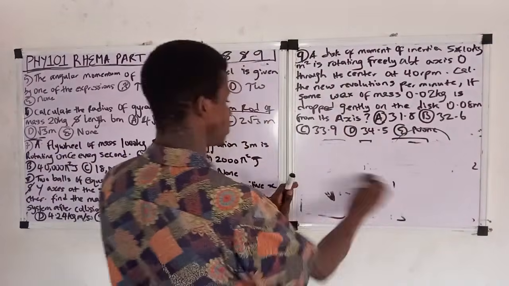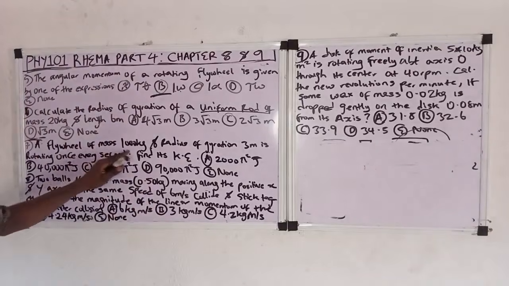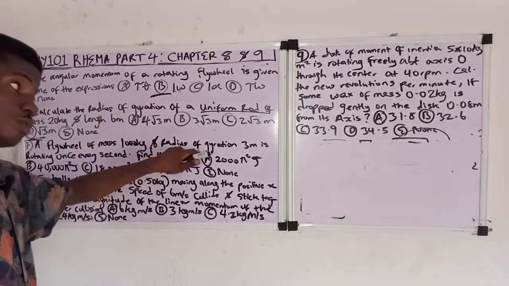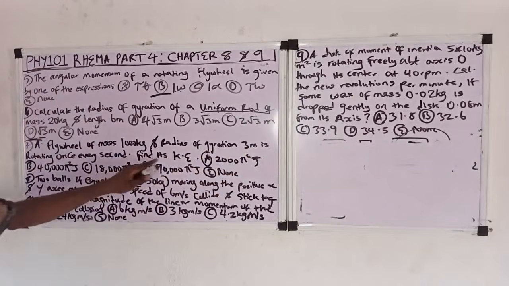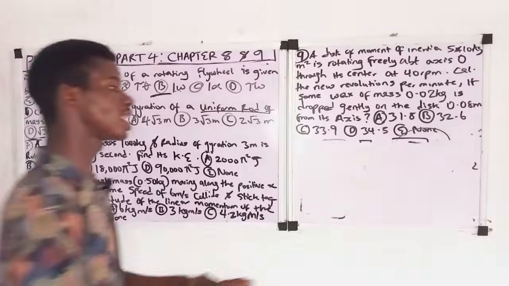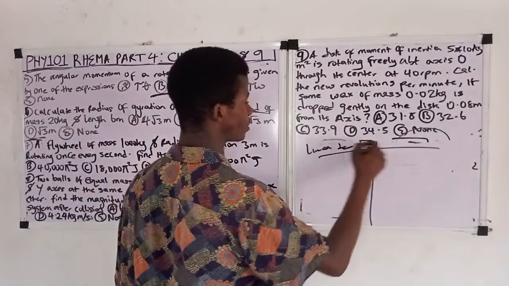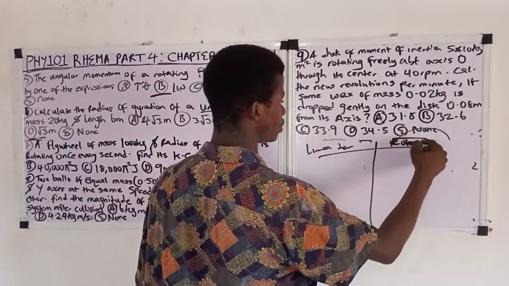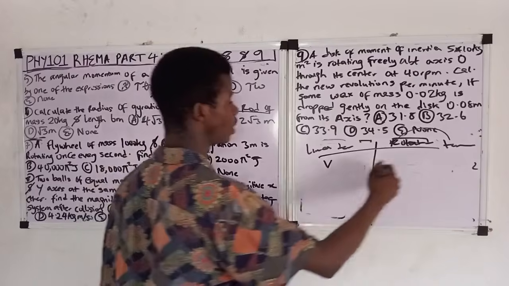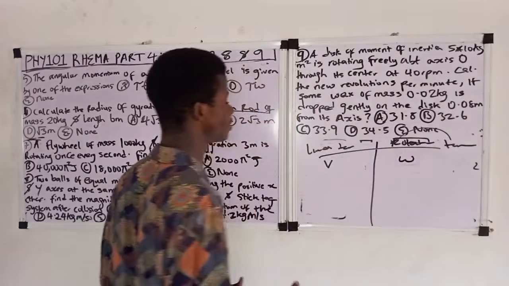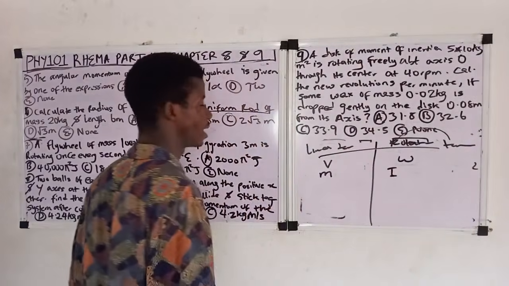Okay, so there's no time, so let's continue to the next question. They said a flywheel of mass 1000 kg and radius of gyration 3 meters is rotating once every second. Find its kinetic energy. Just like I gave you guys linear terms and rotational terms, just like we have velocity in linear terms, we have angular velocity in rotational terms, right? Just like we have mass in linear terms, we have what? Moment of inertia, right? And so on.